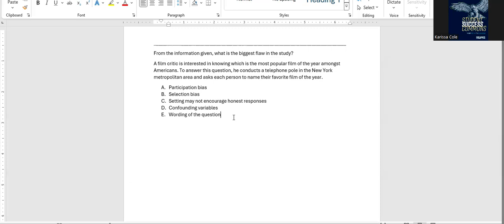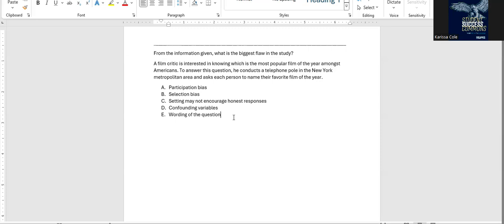And then wording of the question. Whenever someone is doing a study, they want to make it as clear and neutral as possible in how they word it. They don't want to make it sound positive, they don't want to make it sound negative, and they don't want to make it too confusing. So these are the possible flaws for the study. Let's go ahead and figure out which one is the biggest one for this one.